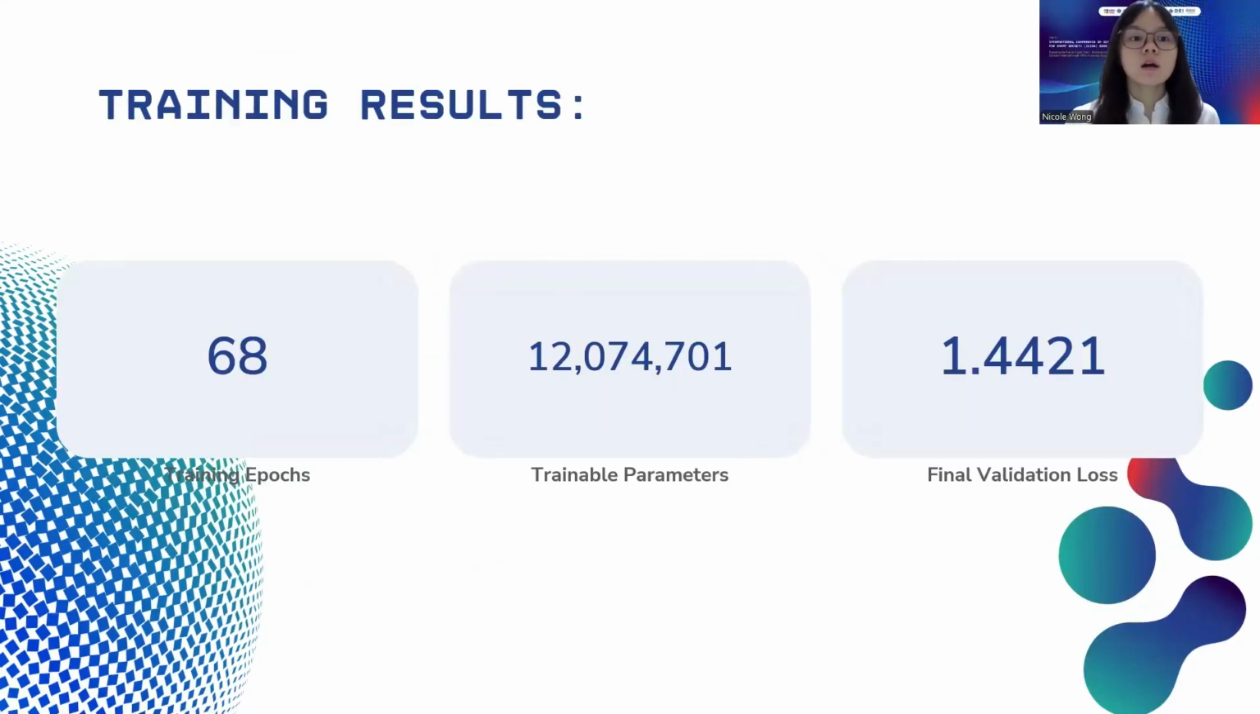Okay, now let's talk about how we trained the model. So we ran NZClip for 68 epochs using just over 12 million parameters and reached a final validation loss of 1.4421. But honestly, these numbers matter less than how we actually use them.